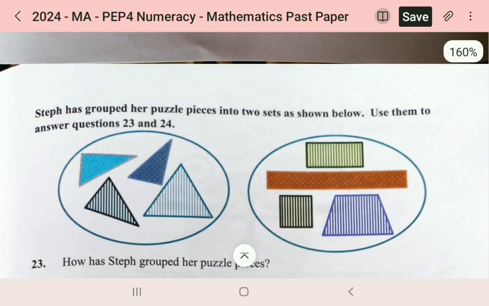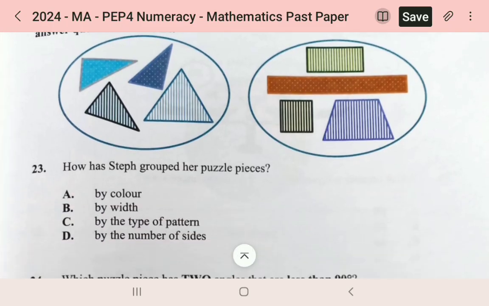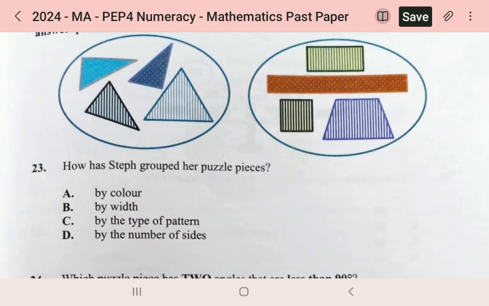Alright, moving on. It says, Steph has grouped her puzzle pieces into two sets as shown below. Use them to answer questions 23 and 24. How has Steph grouped her puzzle pieces? A says by color. Can't be, because you're seeing a mix of colors in both of them. B says by width. Can't say that, they all have different widths. C says by the types of pattern. They all have lines going through them and dots, so can't be that. D says it's by the number of sides, and I'll say yes, it's D.